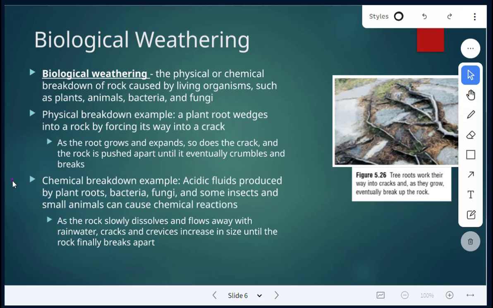There's also a chemical example here. So things like acidic fluids that are produced by plant roots or bacteria or fungi or some insects and small animals can also cause chemical reactions. So as the rock slowly dissolves and flows away with rainwater, cracks and crevices will increase in size until the rock will finally break apart. So this figure here is showing tree roots working their way into cracks. As they grow, they'll eventually break up the rock.